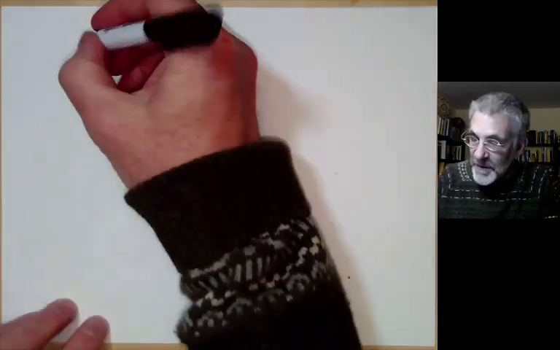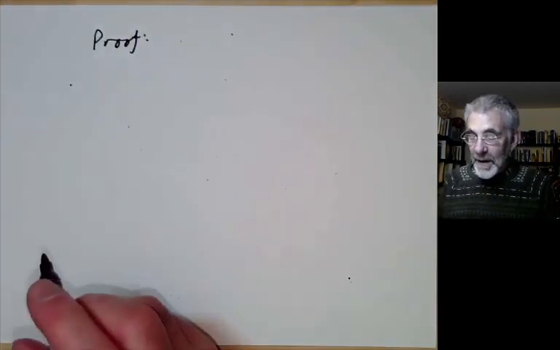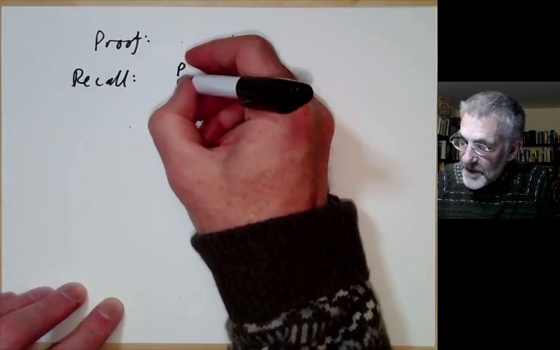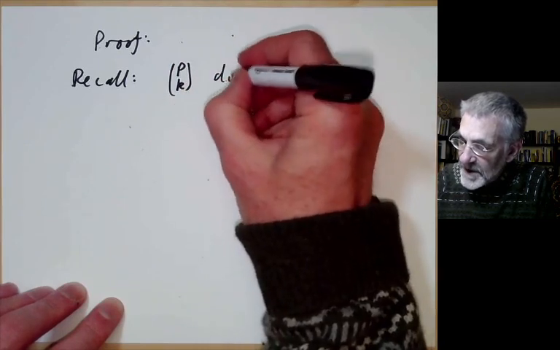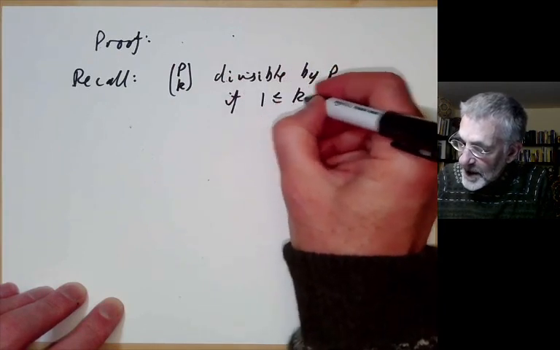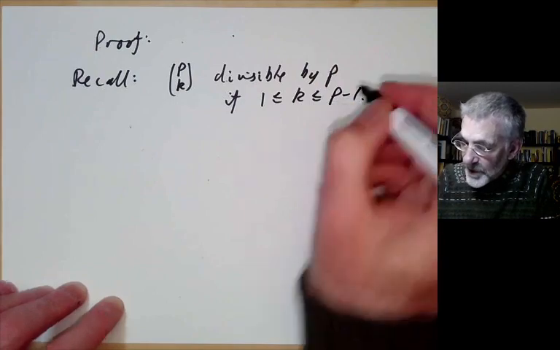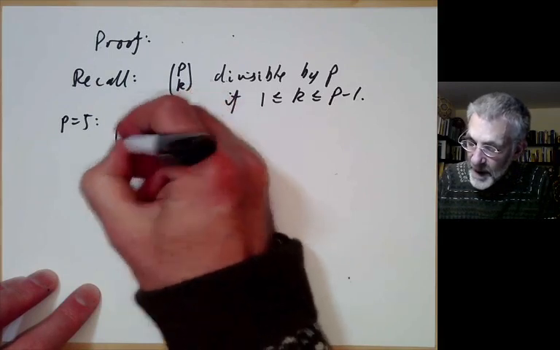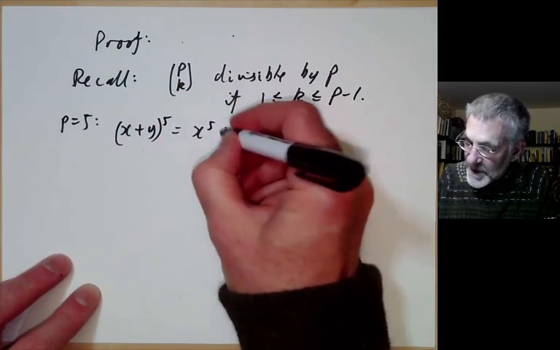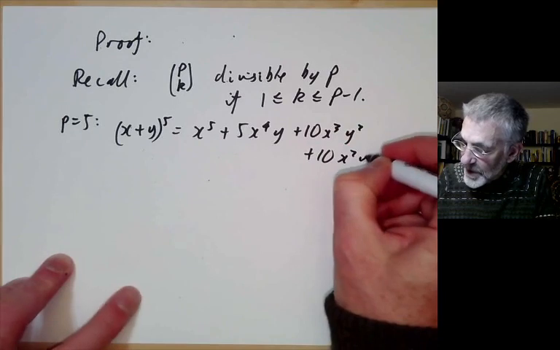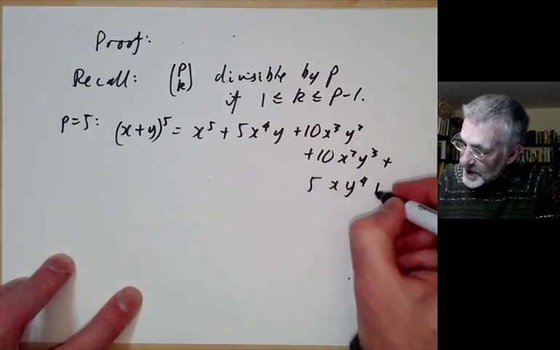So how do we prove Fermat's theorem? Well, here we're going to use something we proved about binomial coefficients. We recall that the binomial coefficient p choose k is divisible by p if 1 is less than or equal to k is less than or equal to p minus 1. For example, if we take p equals 5 and we work out (x plus y) to the 5, we find this is equal to x to the 5 plus 5x to the 4 y plus 10x cubed y squared plus 10x squared y cubed plus 5x y to the 4 plus y to the 5.